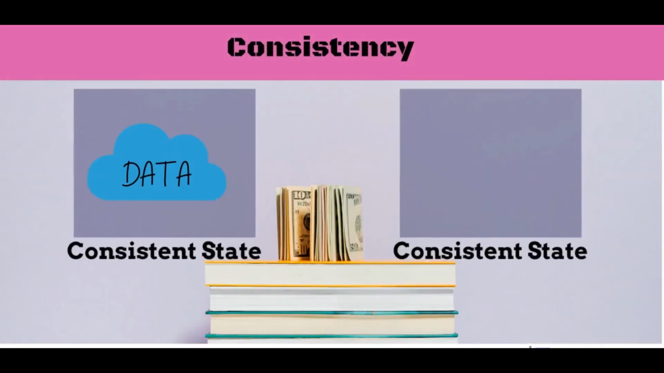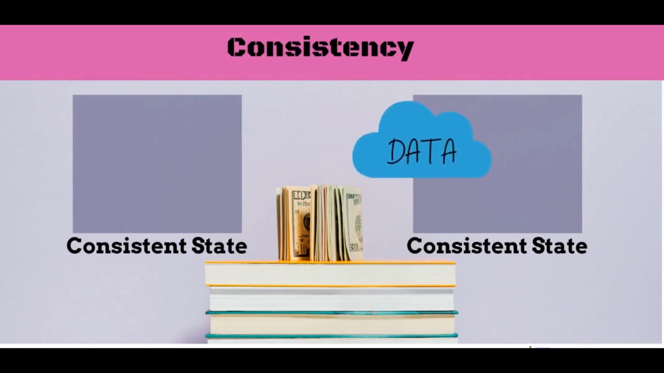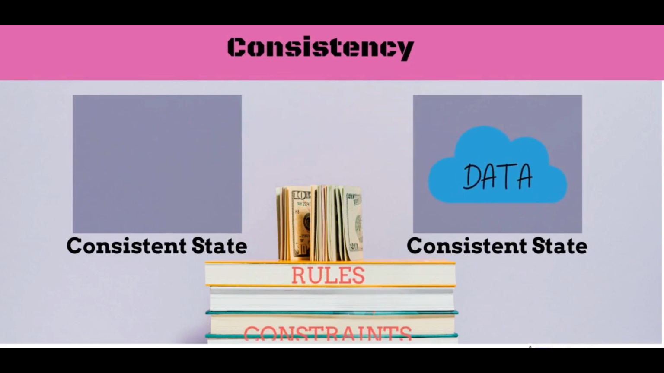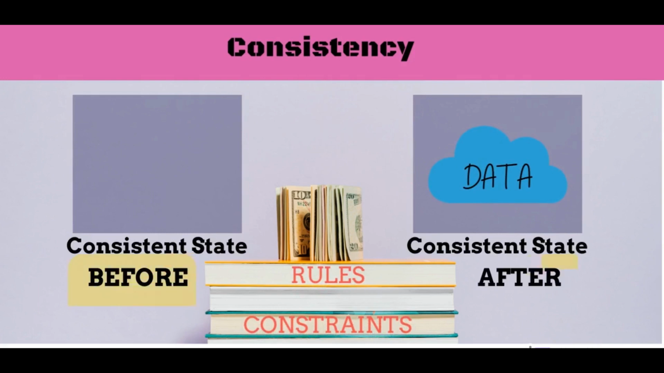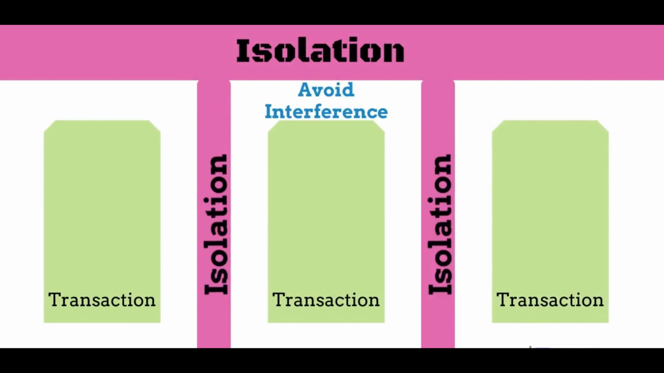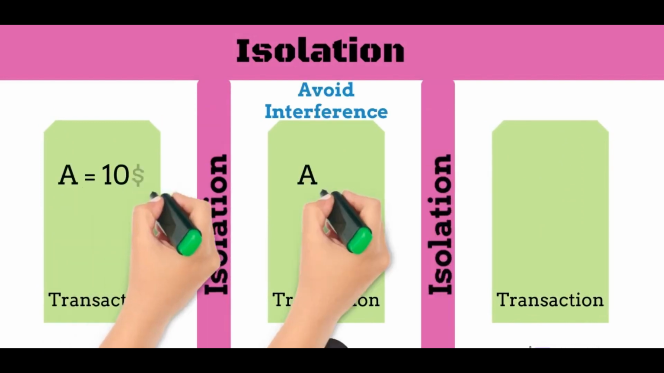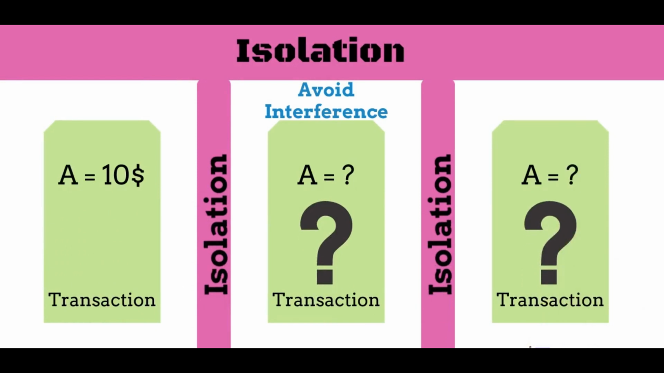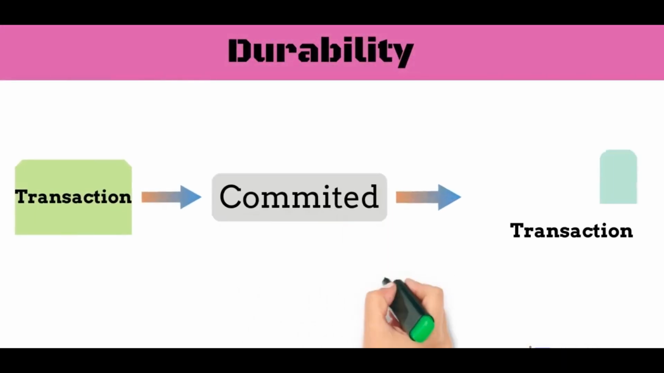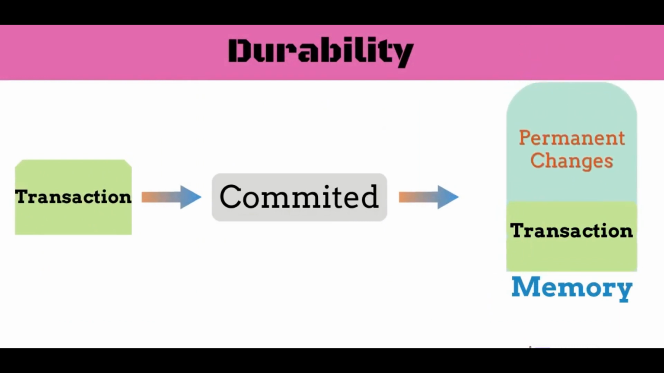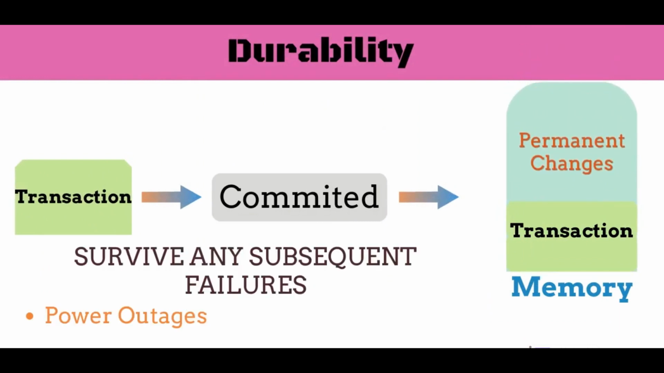Consistency. A transaction must bring the database from one consistent state into another. It means the database should follow predefined rules and constraints before and after the transaction. Isolation. Each transaction should be isolated from other transactions to avoid interference. Changes made by one transaction should not be visible to others until the transaction is complete. Durability. Once a transaction is committed, its changes become permanent and should survive any subsequent failures such as power outages or crashes.